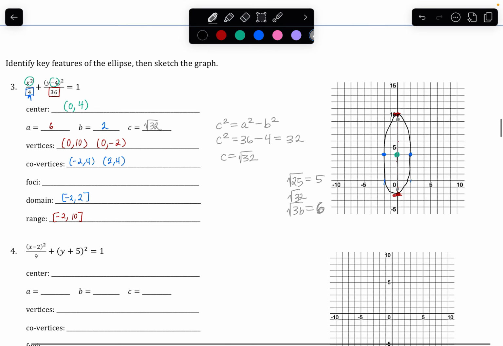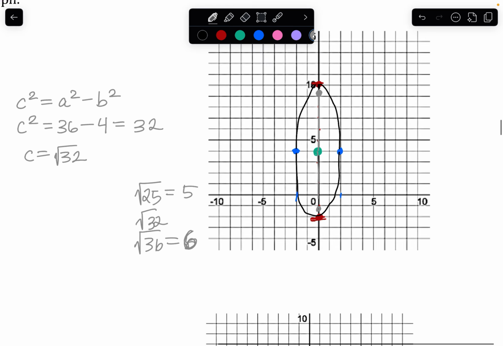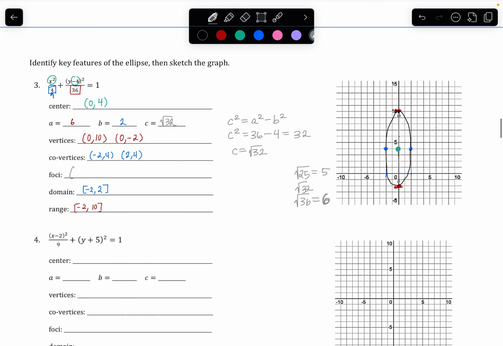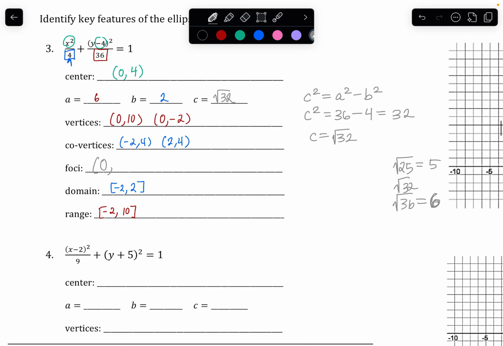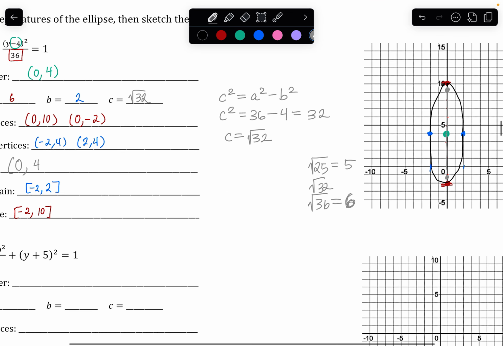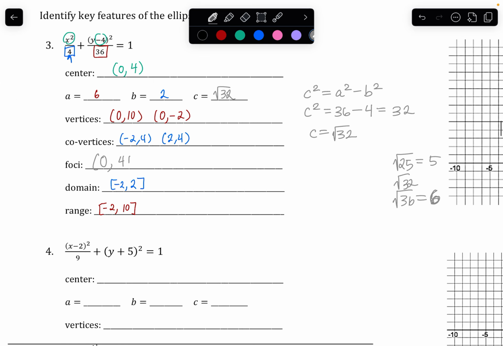Okay, and so to write the coordinates of the foci, they are both on the y-axis, so they both have the same x-coordinate of 0. And then they start at the center, which was 4 for the y value. And then in one case, we added square root of 32. In the other case, we subtracted. So if you want, you can write it as one set of parentheses and just do a plus or minus square root of 32.